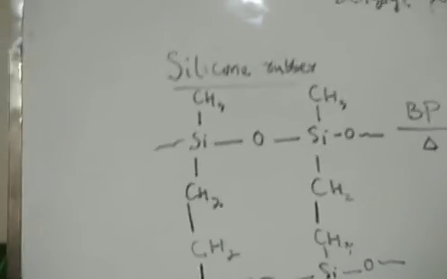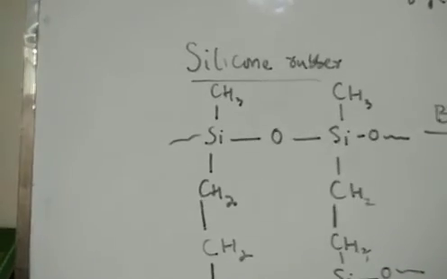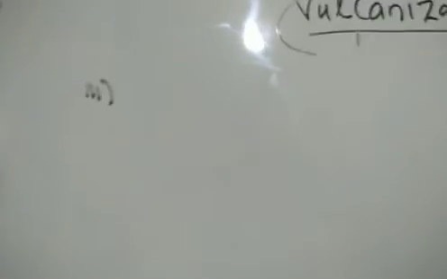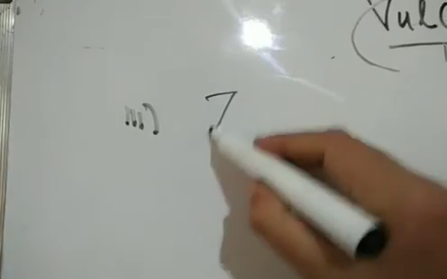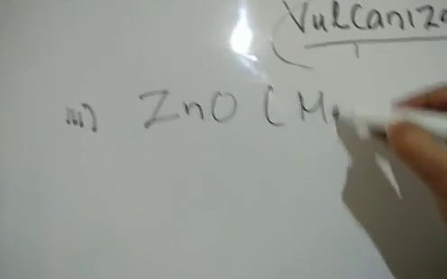Now we have one more last example where vulcanization can be done with the help of zinc oxide or metallic oxide. Okay, so that will be our last point. A question comes from this also. So third point, vulcanization with the help of zinc oxide. Okay, so third vulcanization, that is with the help of, my pens are not working now, zinc oxide or metallic oxide.